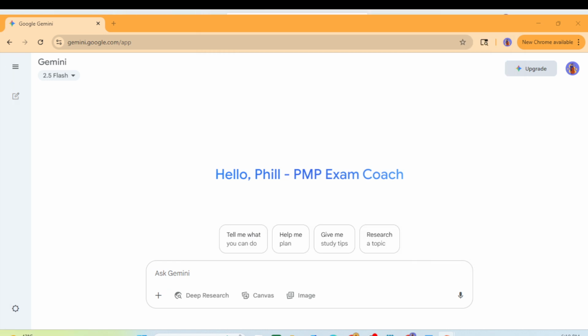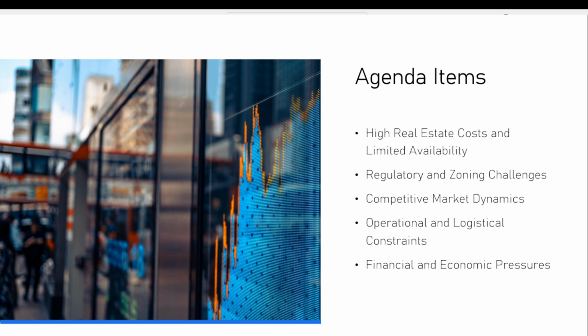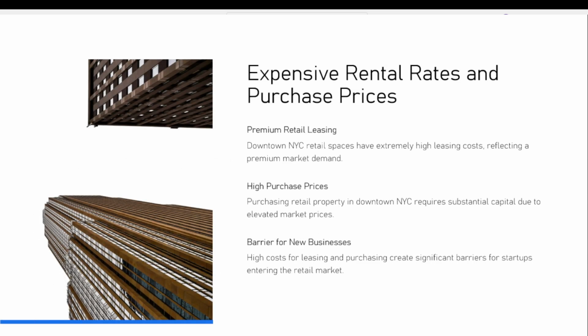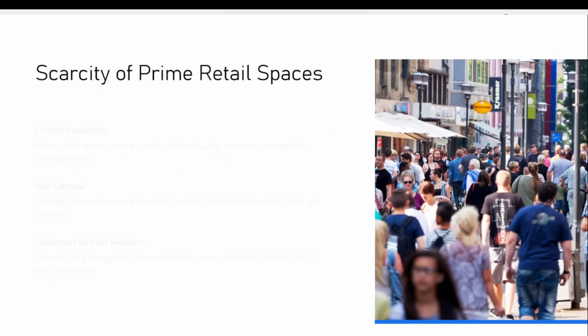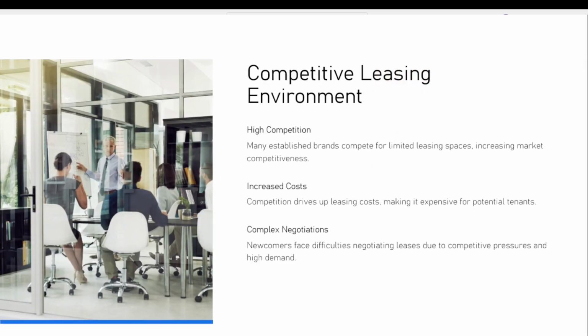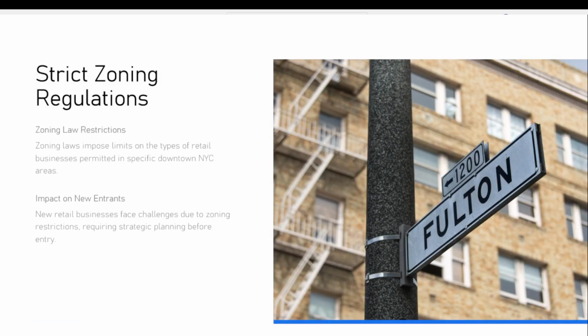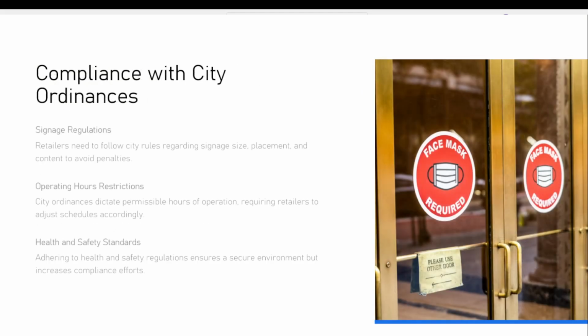Gone are the days when you would have to do the dog and pony show. It's all so simple. And here are your slides. Real estate costs, expensive rental rates, scarcity of prime retail spaces, competitive leasing environment, regulatory, strict zoning regulations, permitting. And I like the way it's chosen relevant imagery to go with this.